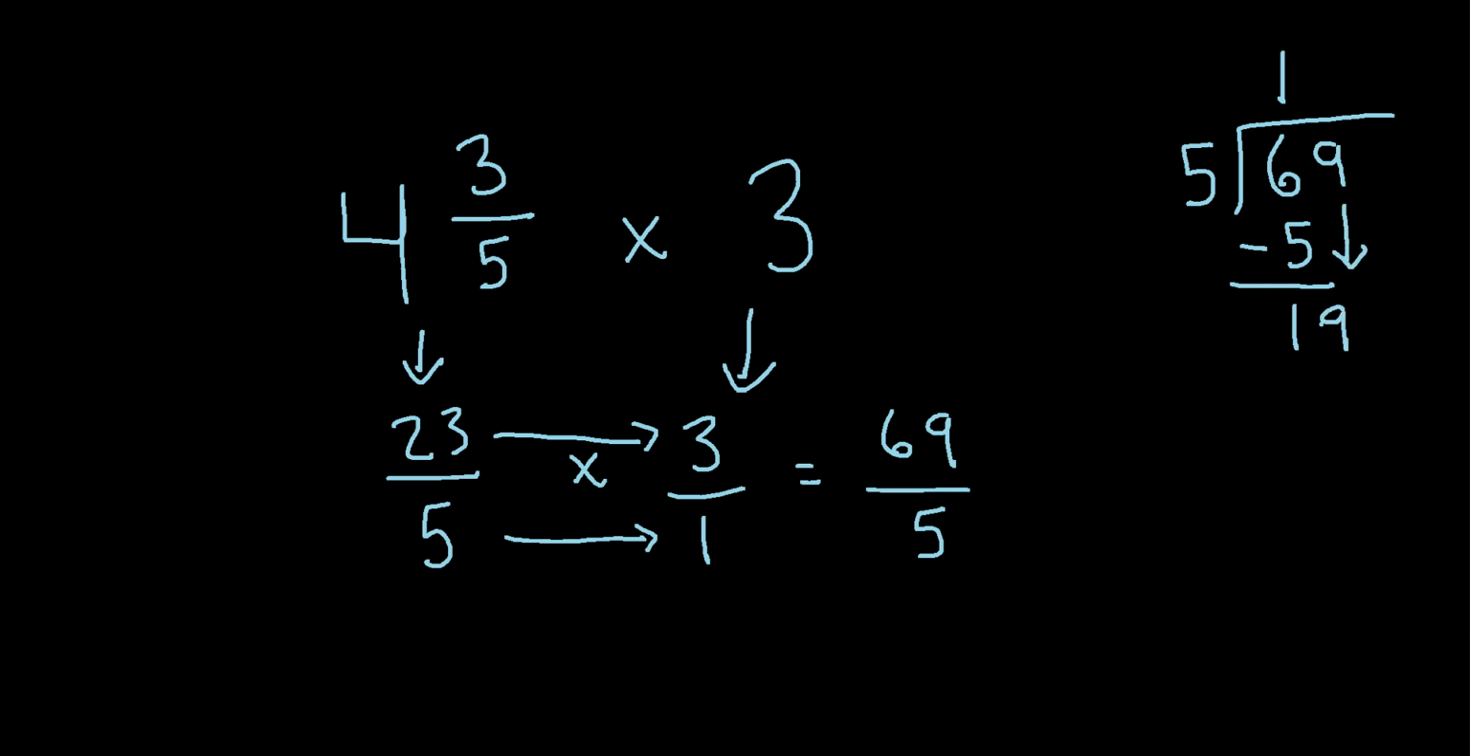How many 5s go into 19? That would be 3. So 3 times 5 is 15. So we can subtract a 15. And we get 19 minus 15, which is 4. Now notice there are no more numbers to bring down. So that means we're done. Or in other words, 4 is our remainder. So we can write that as 4 over the number that we divided by, 5. So we can write it as 4 over 5. So our final answer is going to be 13 4/5. So 4 3/5 times 3 is 13 4/5. So those were just a couple different examples of how you can multiply mixed numbers with whole numbers.